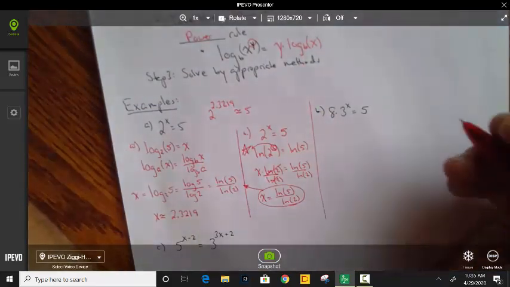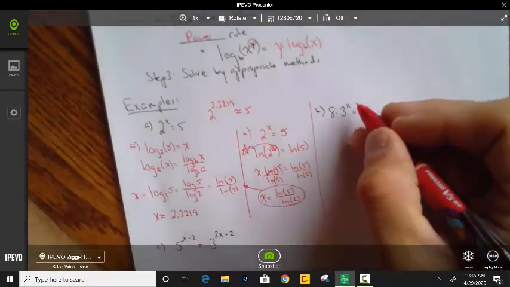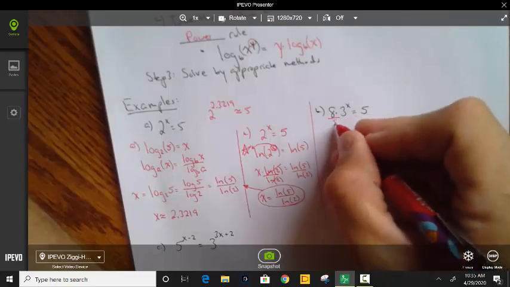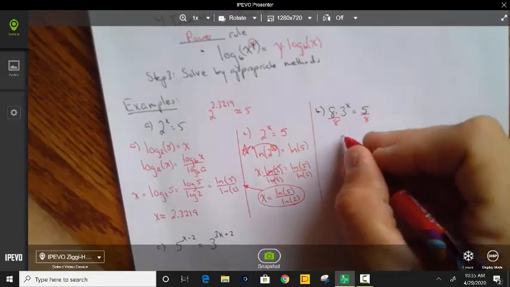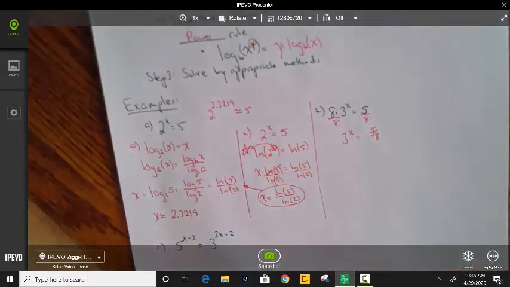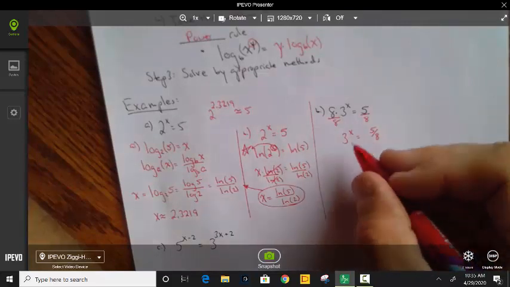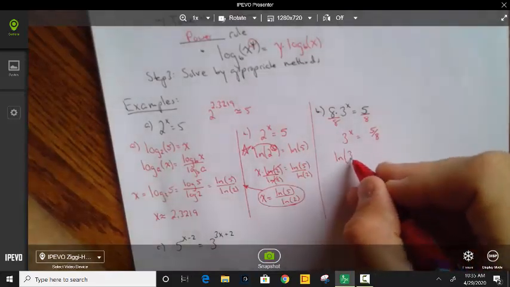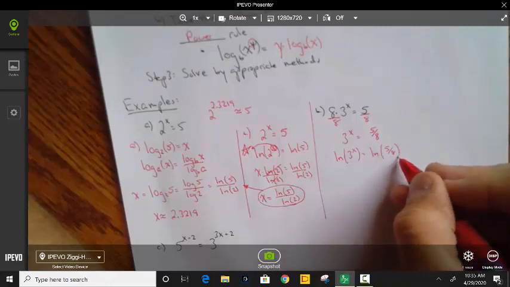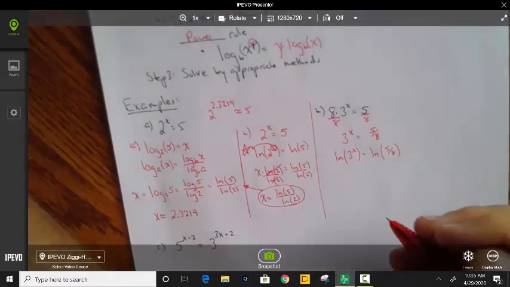So going over this next one here, guys, 8 times 3 to the x equals 5. First step is to get the exponential by itself. We're going to divide both sides by 8. So we're going to have 3 to the x equals 5/8. And then now, to get rid of this exponential, what we're going to do is we're going to take the natural log of both sides. So the natural log of 3 to the x equals the natural log of 5/8.